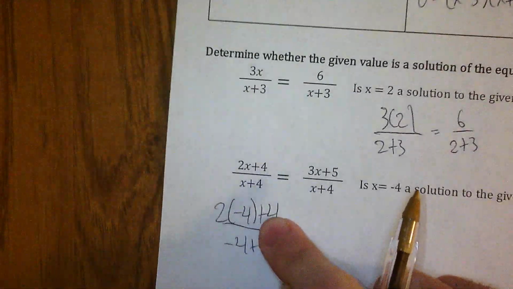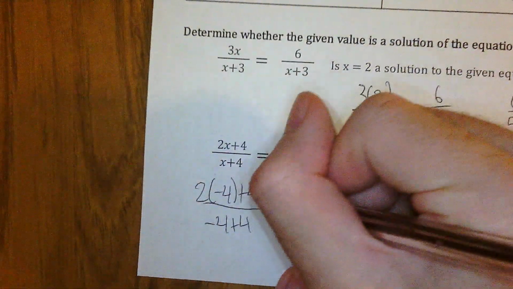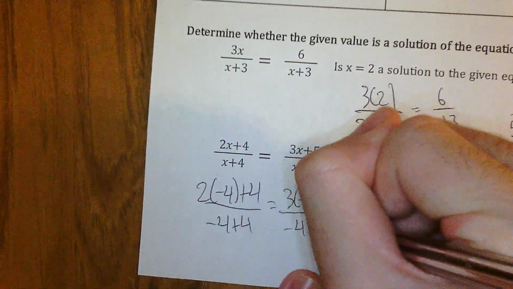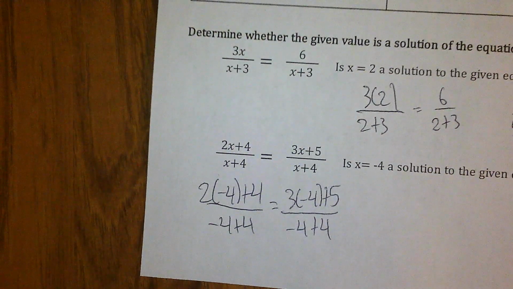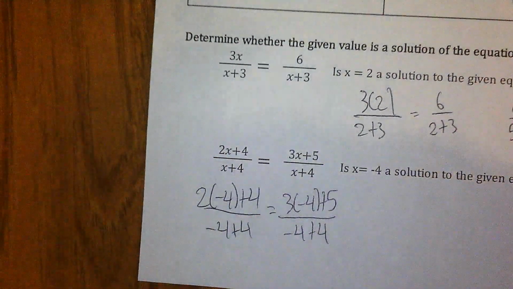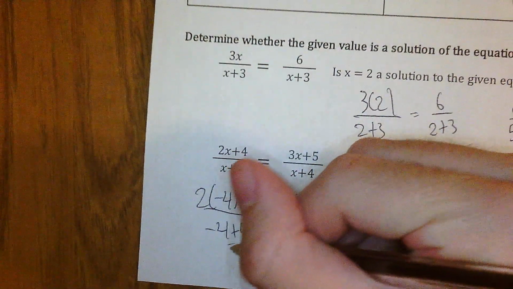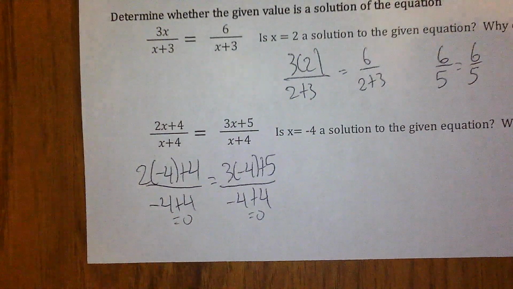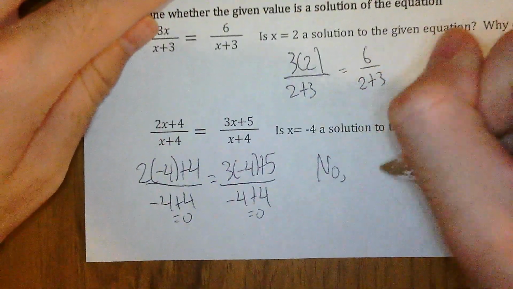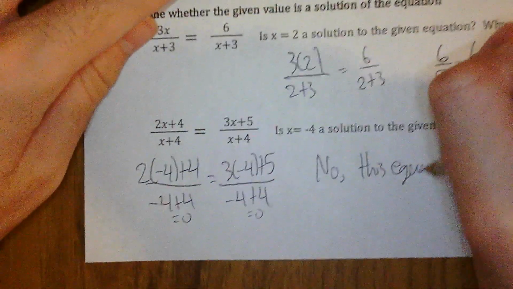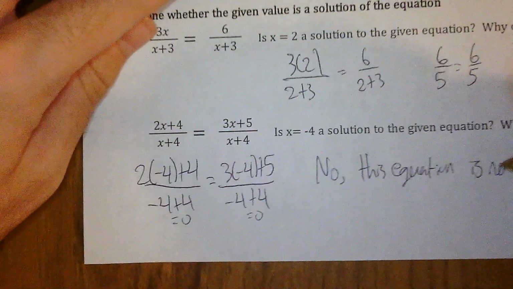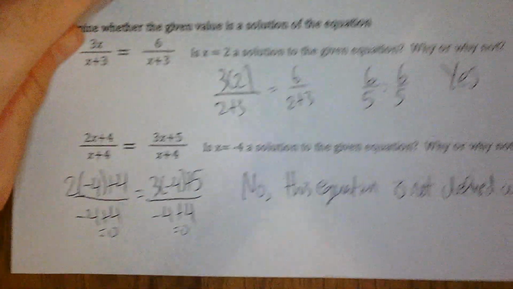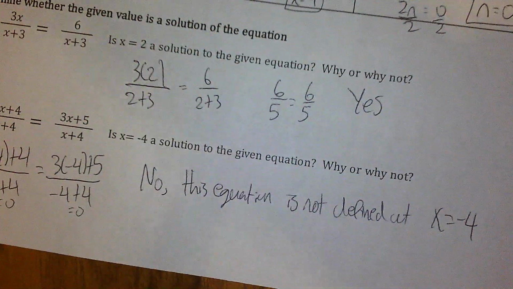Now rather quickly you should see a problem. But continuing on for a moment, I will still replace all of the x's with negative 4. In this case, we have negative 4 plus 4 in the denominators of both of these fractions. Now what does that equal? That equals 0. And we are not allowed to have 0 in the denominator of the fraction. It's undefined. So, no. This equation is not defined at x equals negative 4. That's because the equation equals undefined at negative 4.